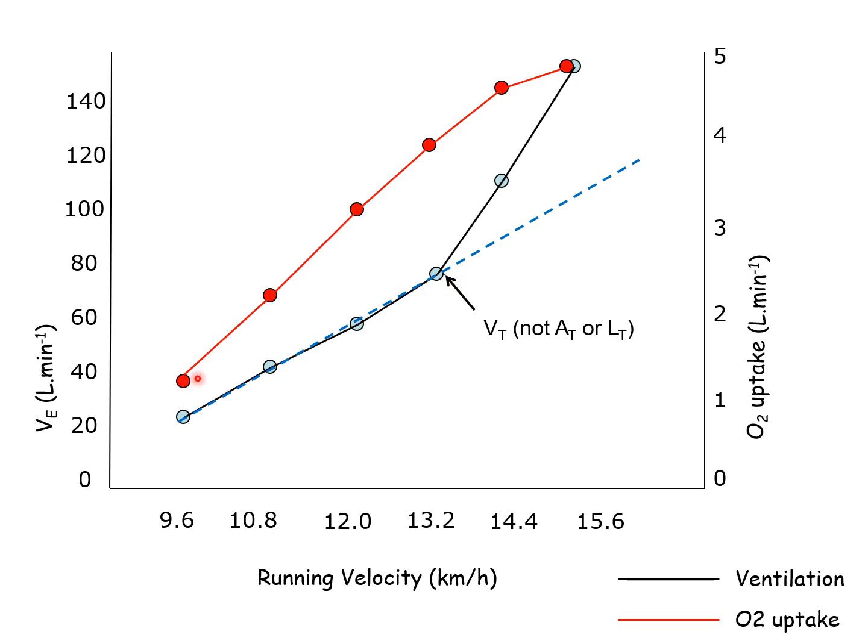But we can see oxygen uptake continues to increase in a relatively linear manner. Okay, eventually it's going to peak or plateau, but VE increases disproportionately. Okay, so that's what we can term VT. Now you've got VT1 and you've got VT2. Okay, so VT1 is the first break point, VT2 is the second break point.